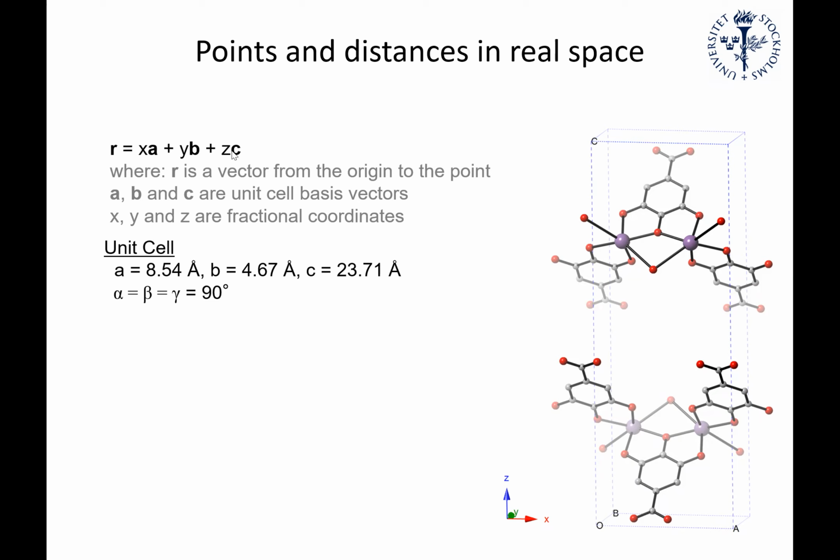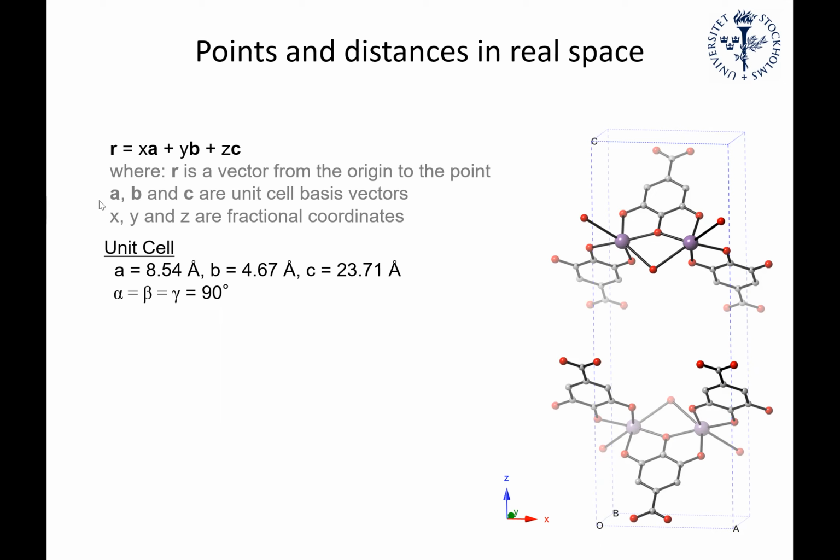So what do we mean by that? Actually a, b, and c are just your unit cell base vectors, your unit cell parameters, those three lengths. And x, y, z are the fractional coordinates of the atoms in a unit cell.